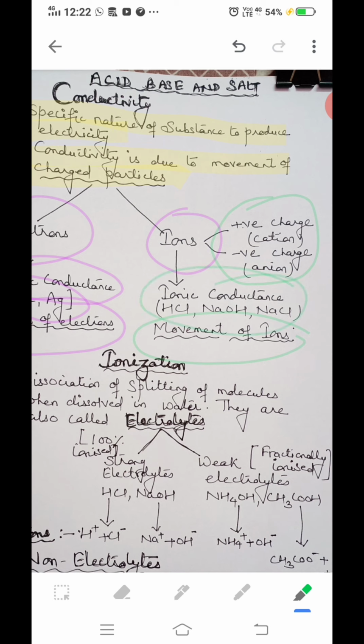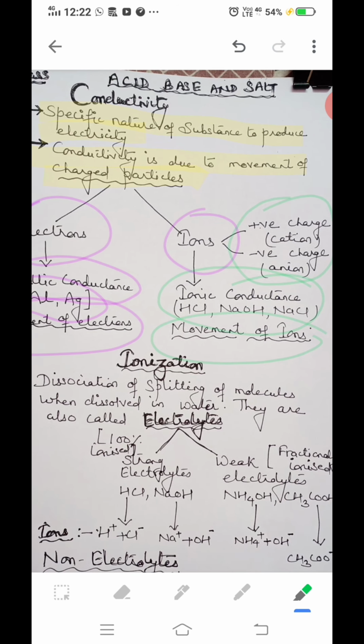Now to understand more deeply what ionic conductance is, we have to understand what ionization is. Ionization is the dissociation or splitting of a substance when it is dissolved in water. And all those substances which on getting dissolved in water split into their charged particles are said to be electrolytes. Those which get 100% ionized are said to be strong electrolytes, meaning the whole part will get ionized whatever we have taken, and in weak electrolytes the whole part will not ionize, only a part of it will get ionized.